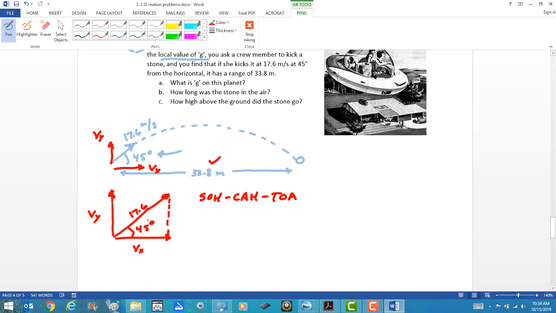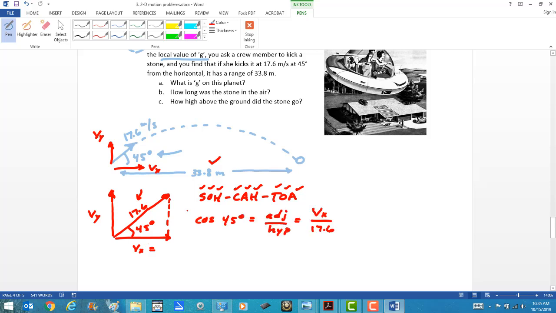So draw yourself a neat triangle showing a 45-degree angle and with the hypotenuse equal to 17.6, and then write down SOH CAH TOA. That stands for sine is opposite over hypotenuse, cosine is adjacent over hypotenuse, and tangent is opposite over adjacent. And ask yourself which one of those three functions, sine, cosine, or tangent, is going to help you. Well, you're trying to solve for Vx down here, and you know the hypotenuse. So the cosine function is what you want to use here.